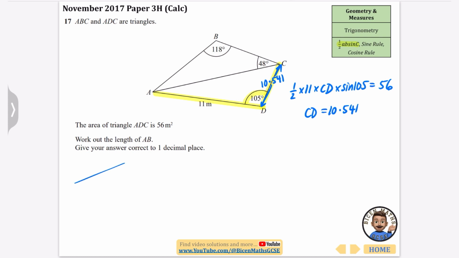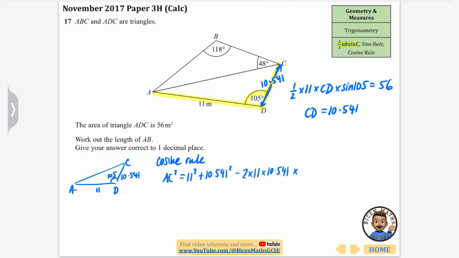So this triangle that we're going to look at now, I have got my A, D, and my C. I know that this is my 10.541, this is 11, and this is 105. So I can use the cosine rule on this particular one that I've got. So I'm now going to use the cosine rule, which means that AC squared, the opposite side, is going to be my 11 squared plus my 10.541 squared, that's my A squared plus B squared, minus 2 times A times B times the cos, because it's the cosine rule, of 105.